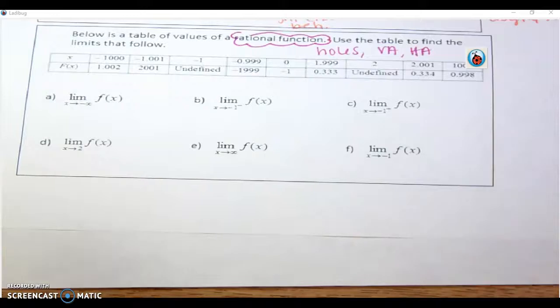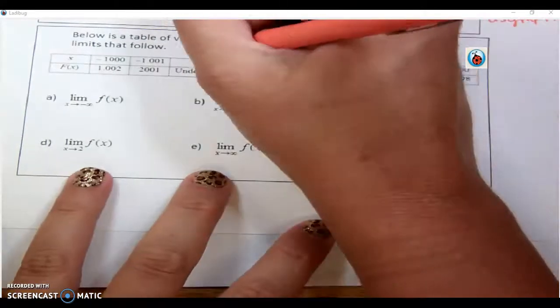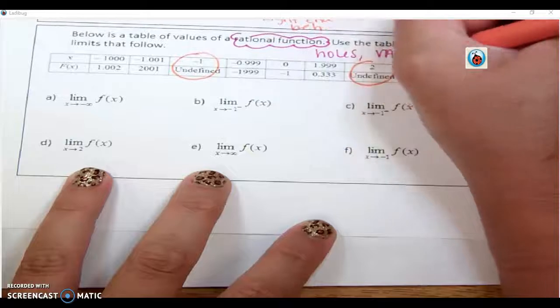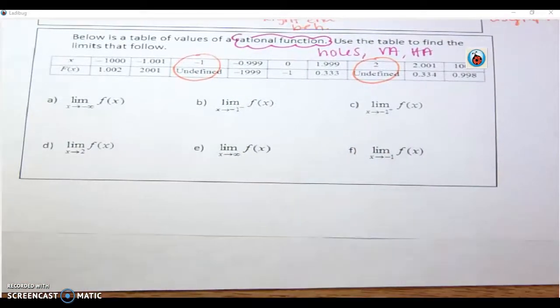Not as easy as the exponential. So we have to figure out what's going on here. I personally like to draw a graph. I'm just going to see what's going on here. The first thing that catches my eye is there are two places that say undefined. Okay, so those are key things that are happening.